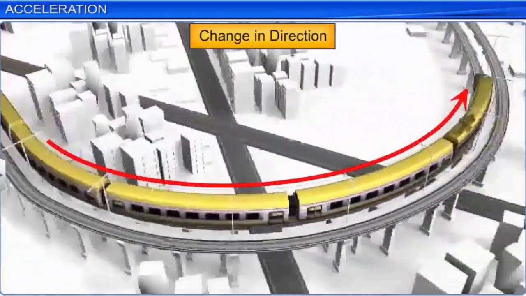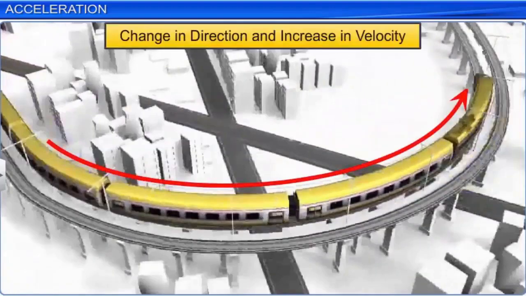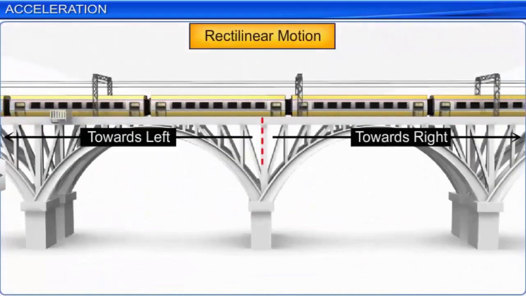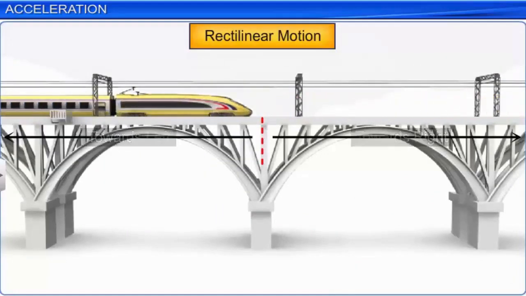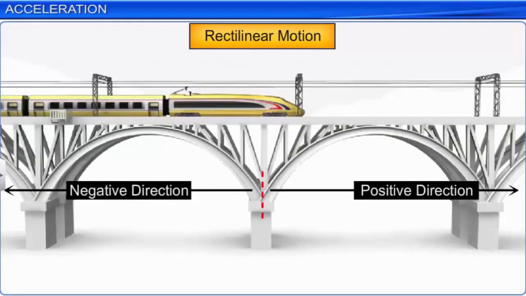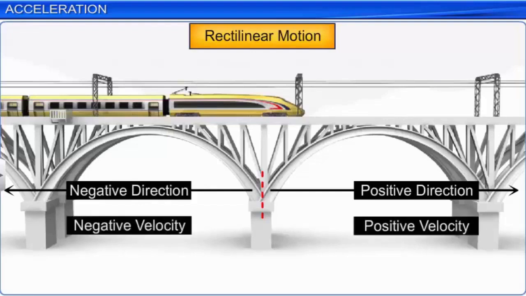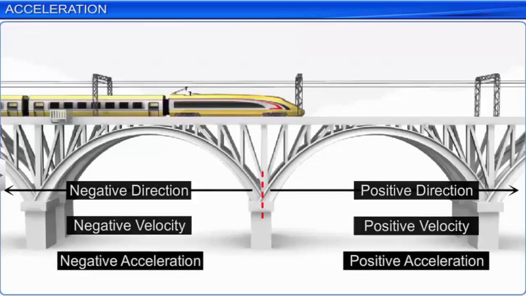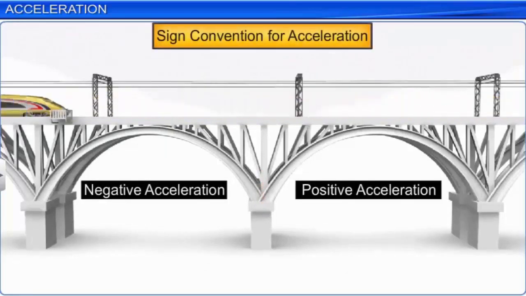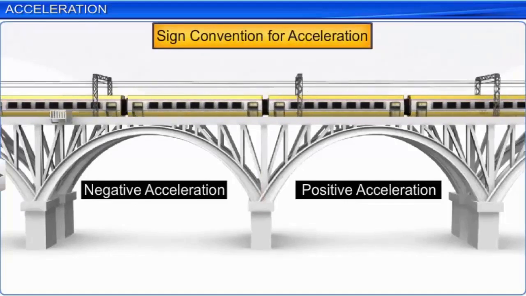In rectilinear motion, we have only two directions of motion, positive and negative. Therefore, we have two types of velocities, positive and negative. Similarly, we have two types of acceleration, positive and negative. Formulating a proper and consistent sign convention for acceleration is very important. Let's understand what constitutes positive and negative acceleration.